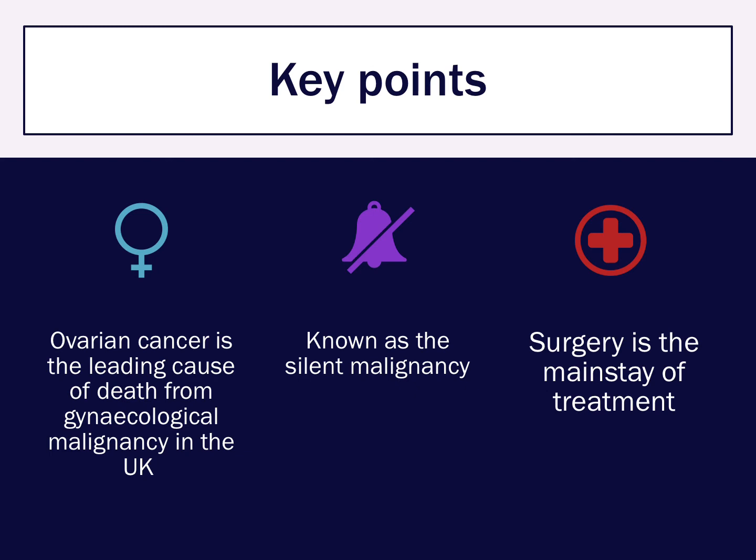And here are the key points from the tutorial. So we've said that ovarian cancer is the leading cause of death from gynae malignancies in the UK, and it's known as the silent malignancy because it tends to present late with vague symptoms. And in terms of treatment, surgery is the mainstay.